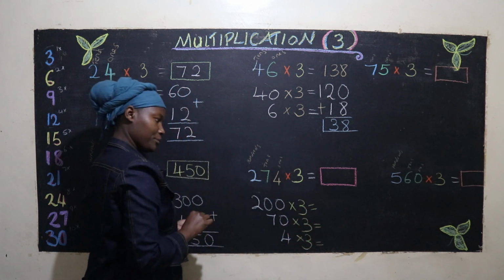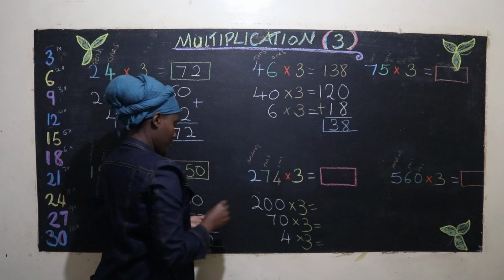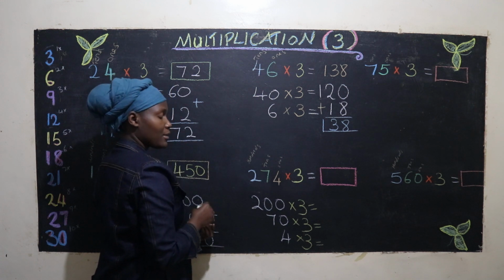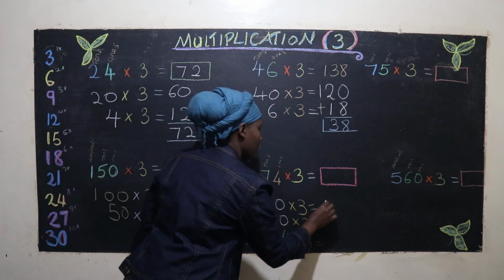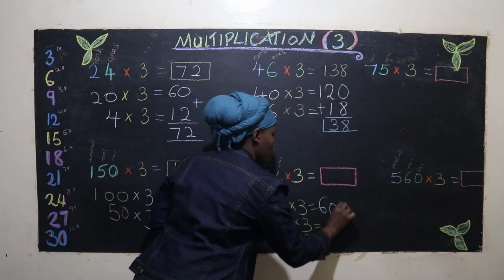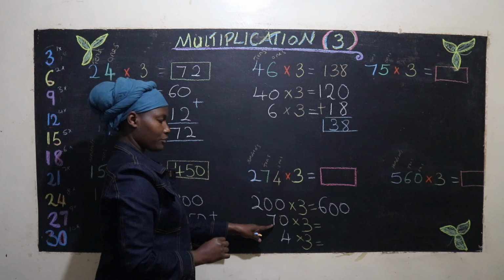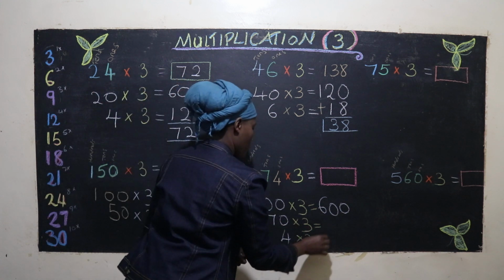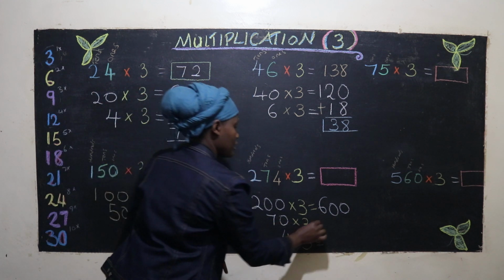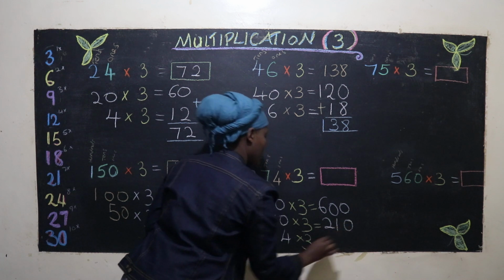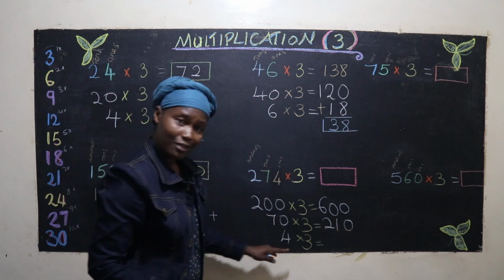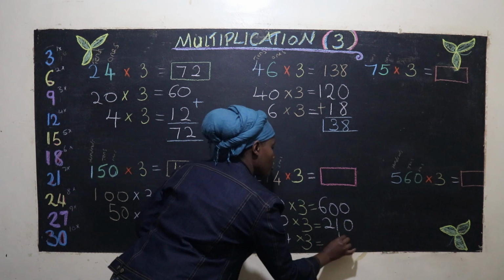What do we get? 2 times 3, we get 6. So we have 600. 6 return the 2 zeros. 7 times 3, we get 21. So we write 21 add a 0. We have 210. 4 times 3 is 12. So we just put 12 there.